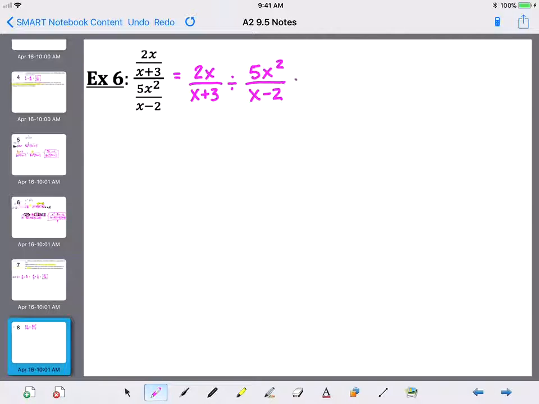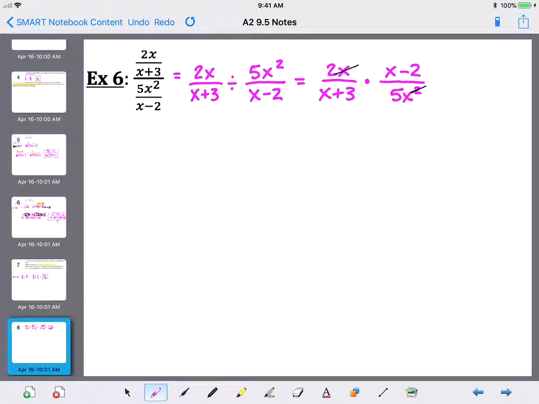Okay, so let's keep, switch, flip. 2x over x plus 3 times the reciprocal, x minus 2 over 5x squared. So now I'm going to see if I have anything that can reduce. I notice that if I cross reduce, this x is going to cancel out one of the x's down here, so it'll reduce down from 5x squared to just 5x.